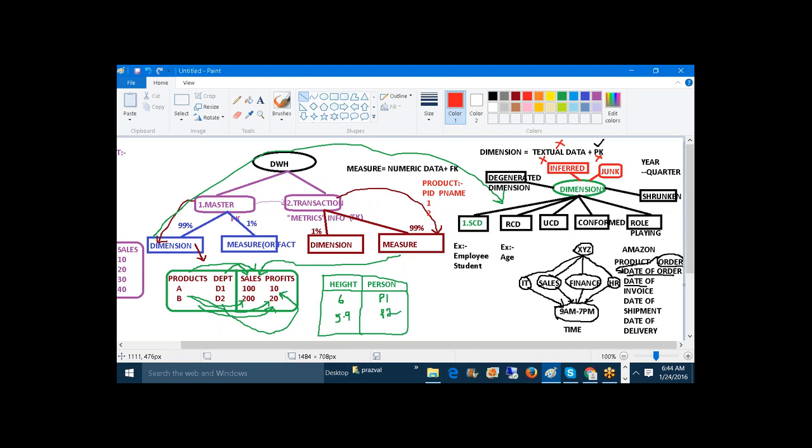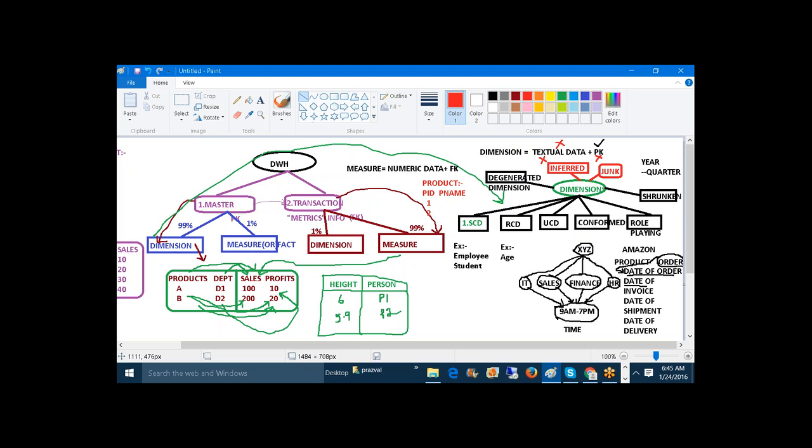What does shrunken dimension mean? A subset or sub-part of one dimension is known as a shrunken dimension. And next, number 7, degenerated dimension. If the dimension contains only the primary keys without any textual data, then such a kind of dimension is known as degenerated dimension. And next, number 8, inferred dimensions. The empty dimensions are also known as inferred dimensions. And next, number 9, the junk dimensions. If the dimension contains unwanted or unrelated information, then such a kind of dimension is known as a junk dimension.